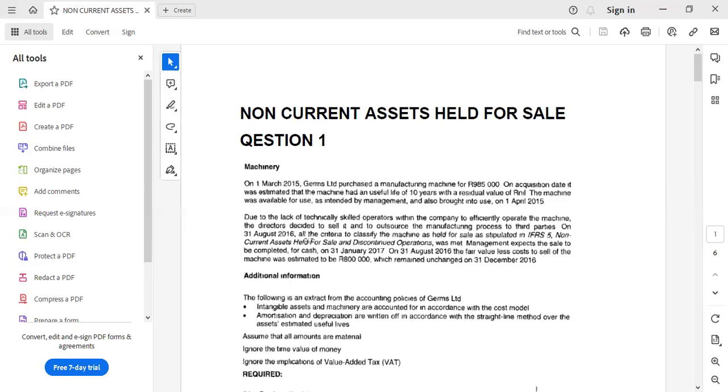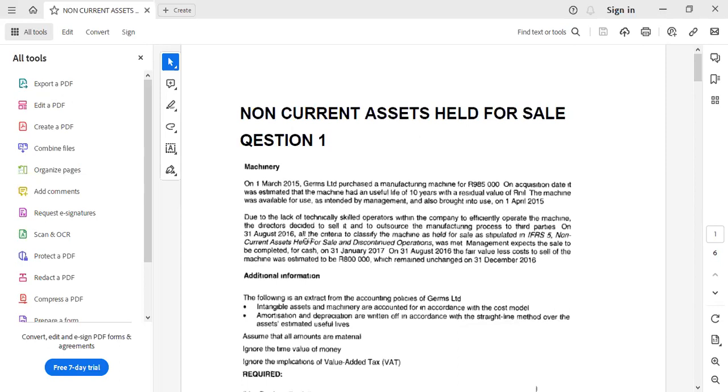Right. So I sent you the notes on non-current assets held for sale. I hope you managed to read them. Today I will use the question to illustrate the concepts of non-current assets held for sale. It can happen that an entity might decide to sell a non-current asset, but it might take time. If you want to get a good price, you might take time to sell your asset. So there will be a gap between the date that the decision is made and the date that the payment is made.